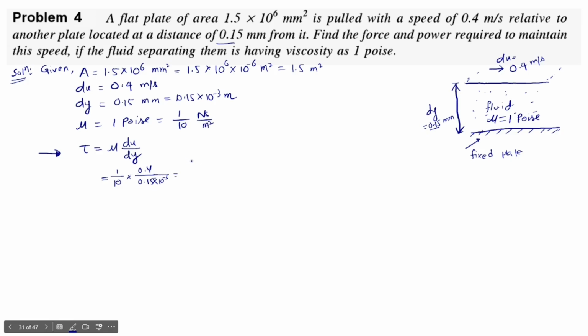Now if you just calculate this, you will end up getting 266.66 Newton per meter square. So this is the value of tau, the tangential stress.